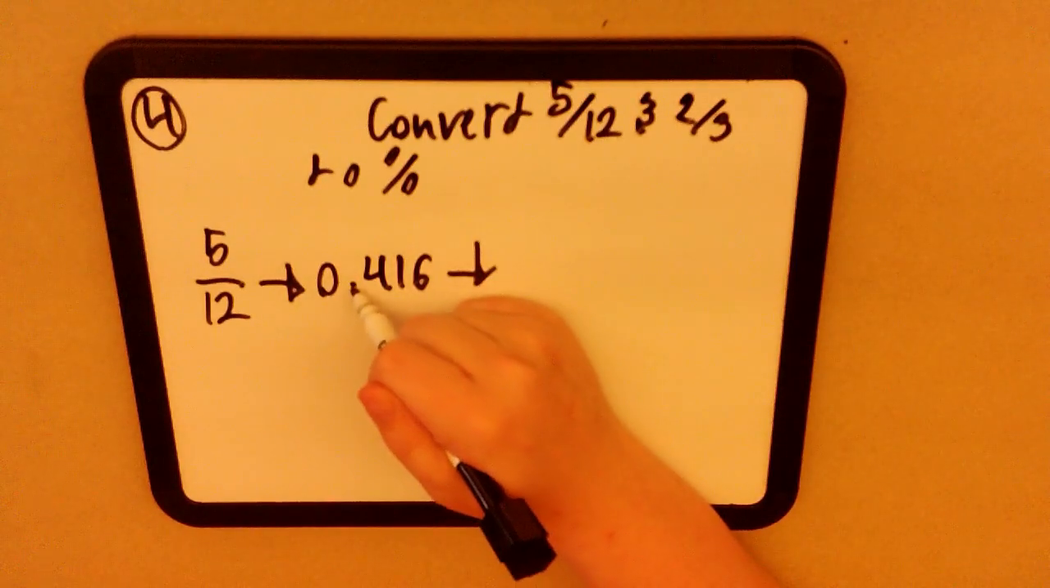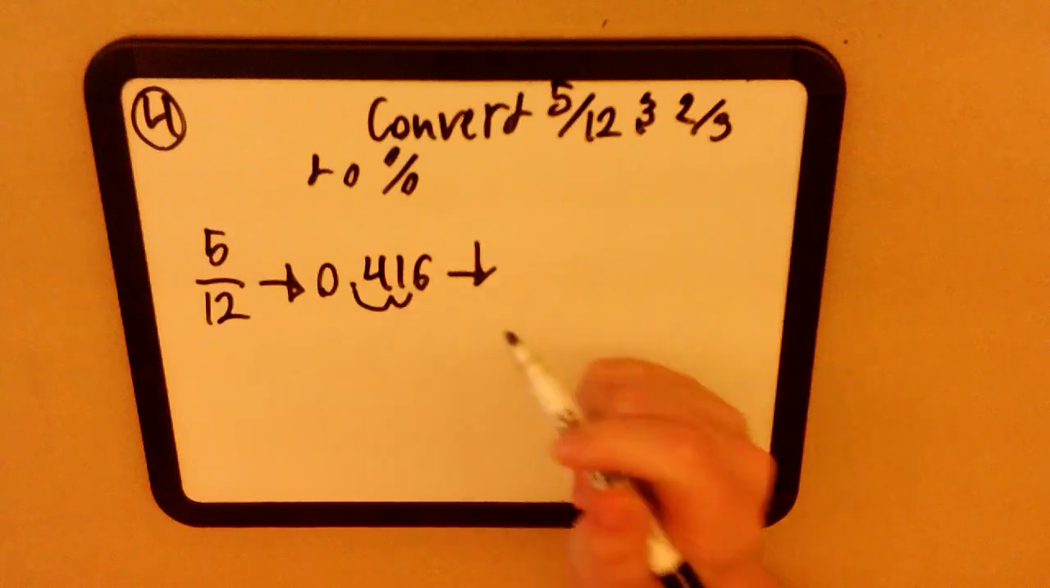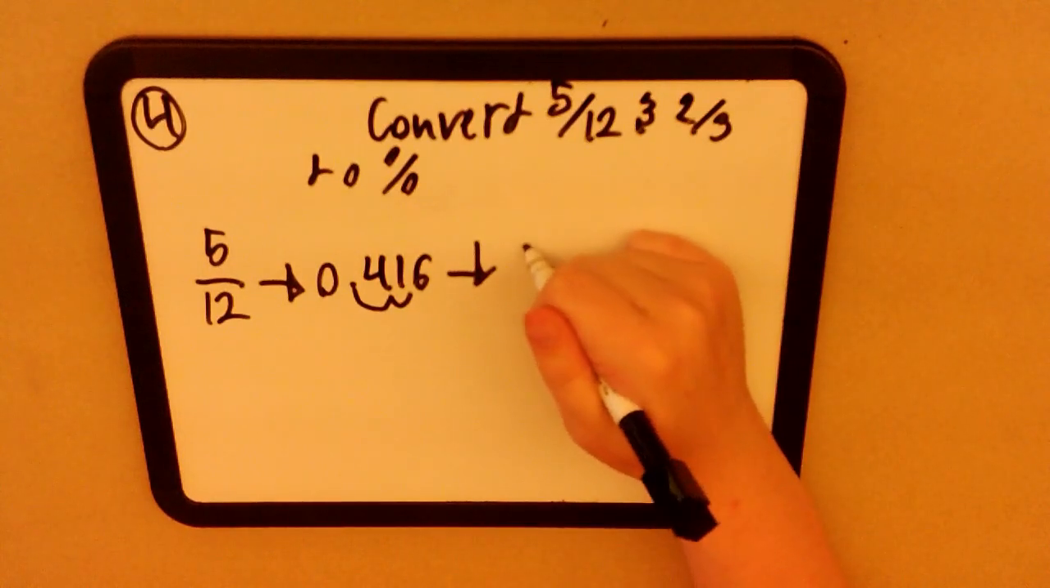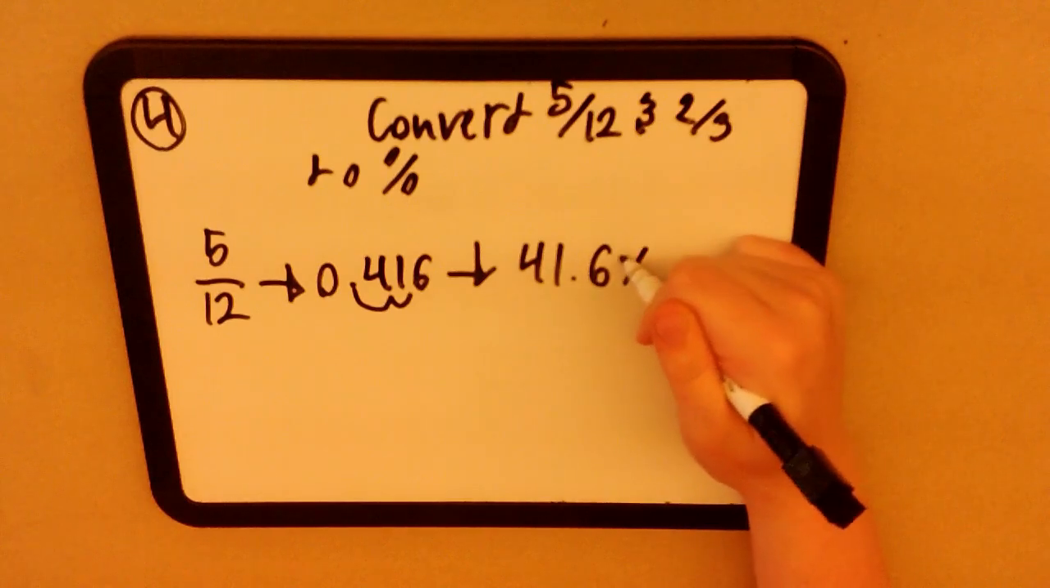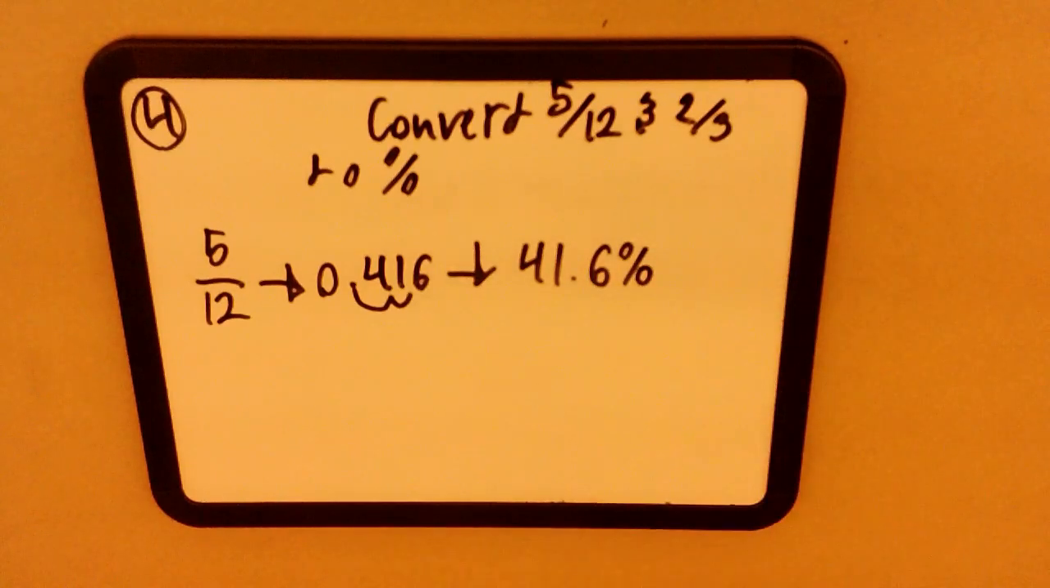0.416666. But I would like to round to like the nearest thousandths here. And so I accidentally didn't round, but I realized that and I put 7 instead of 6. So it's going to be 0.417, and then that's going to be 41.7%.